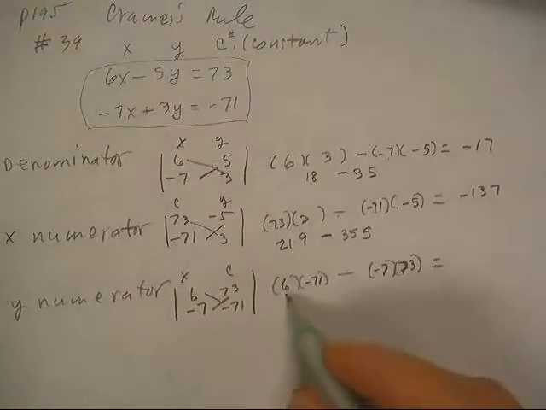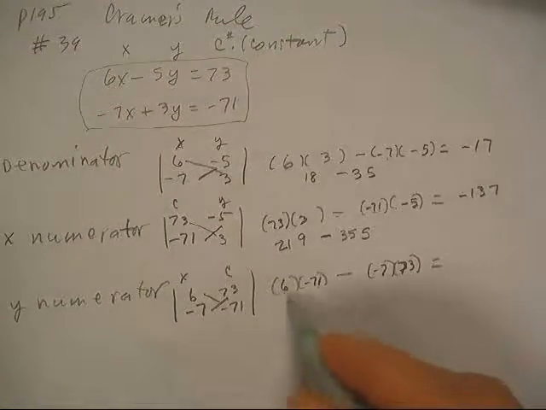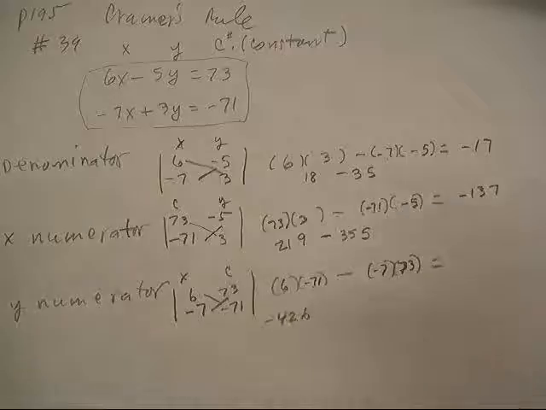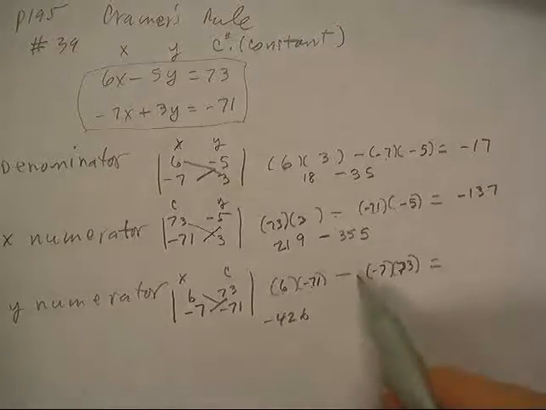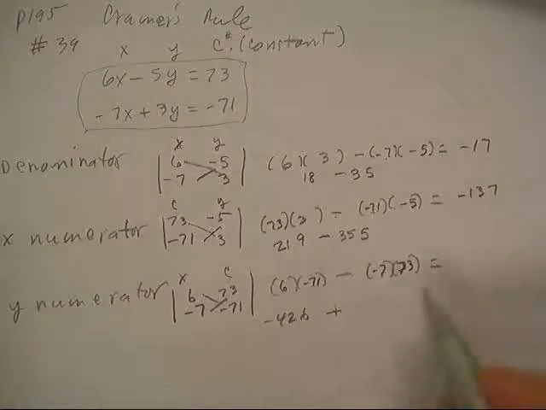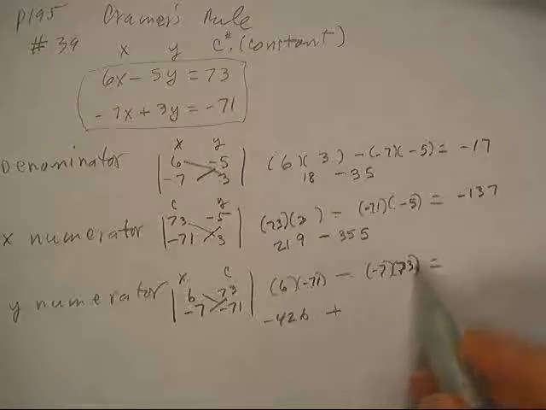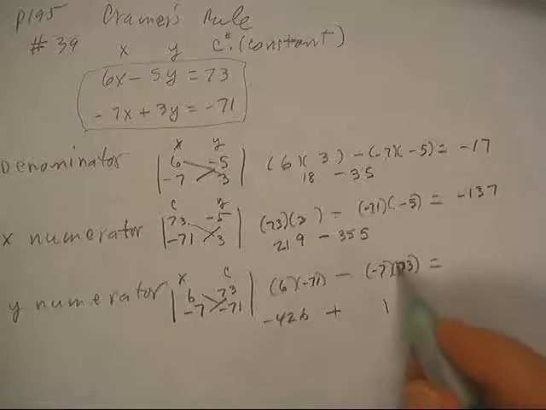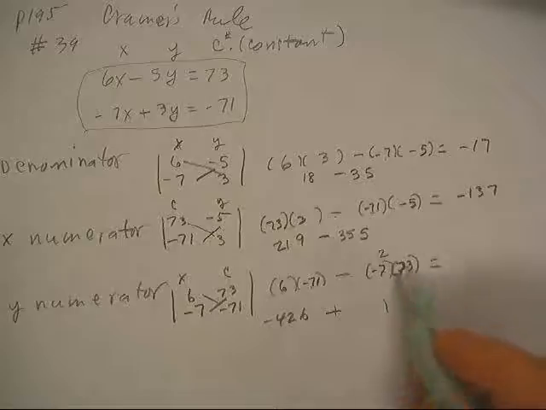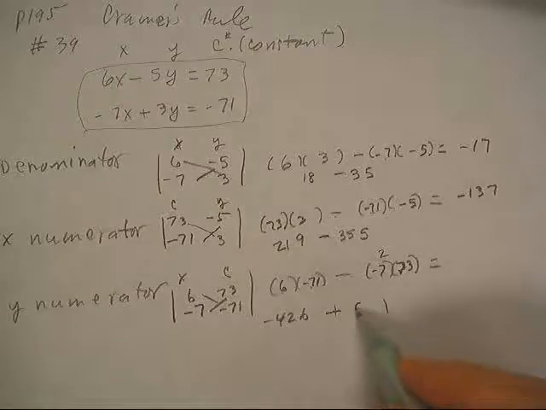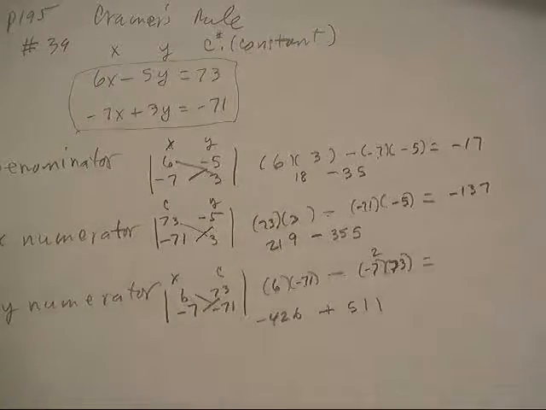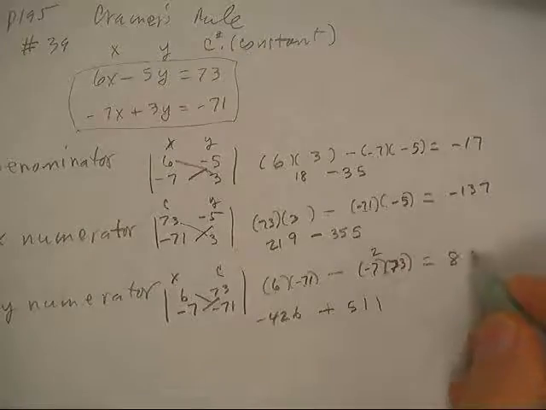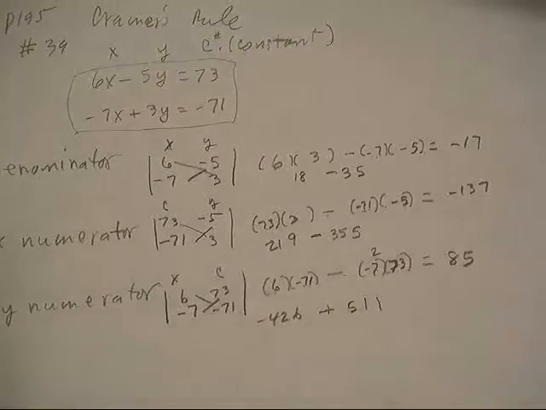And then down here we get 6 times 1, that's 6. 6 times 7, that's negative 42. Negative, negative, this one's going to plus over. 7 times 3 is 21. Carry the 2. 49, 50, 51. So you get negative 42 plus 51 is 9.